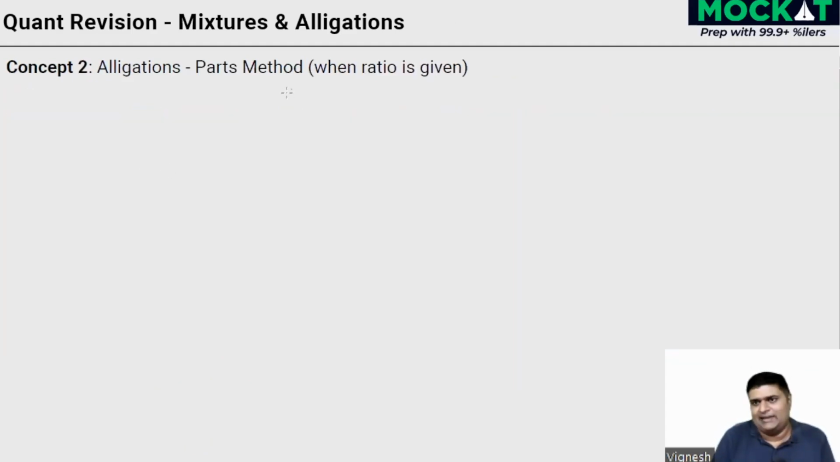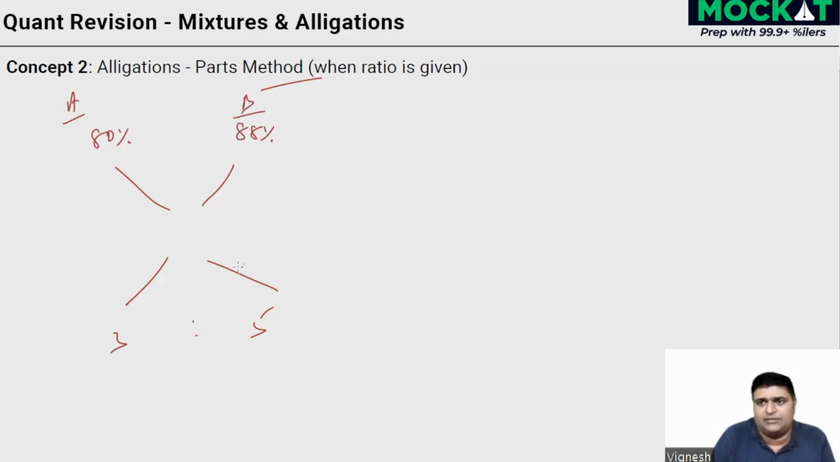So next is alligations with the parts method, right? What is the parts method over here? Here we might be given two items which are being mixed in the ratio of 3:5, let's say. Class A has an average of 80% and class B has 88%. The number of students in these two classes is 3:5. What is the combined average?